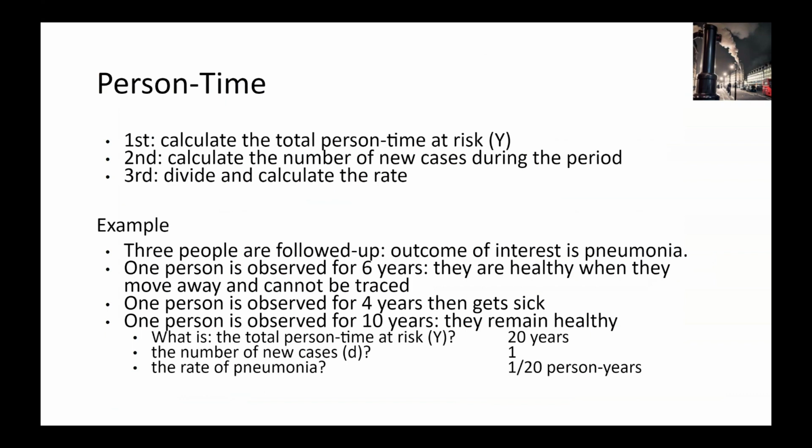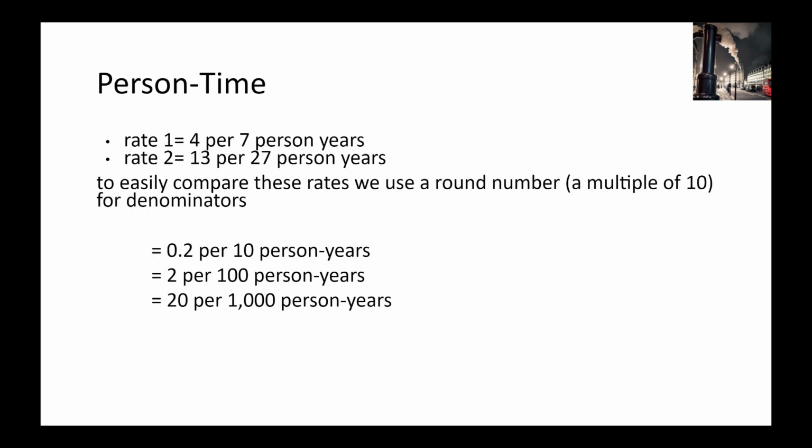Take, for example, a study involving 3 individuals focusing on the incidence rate of pneumonia. Imagine one individual is monitored for 6 years but moves away in good health and loses contact. Another individual is observed for 4 years before falling ill. The third individual is watched for 10 years and remains healthy. Here, the combined person time at risk amounts to 20 years. With one recorded case of pneumonia, the incidence rate is calculated as 1 case per 20 person years.